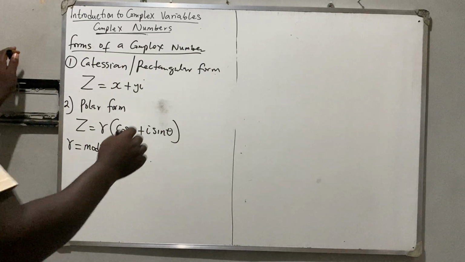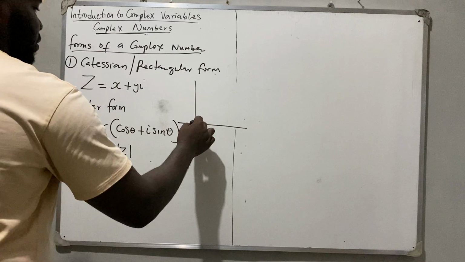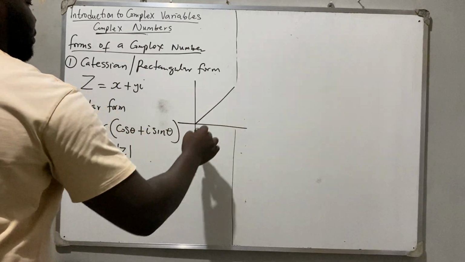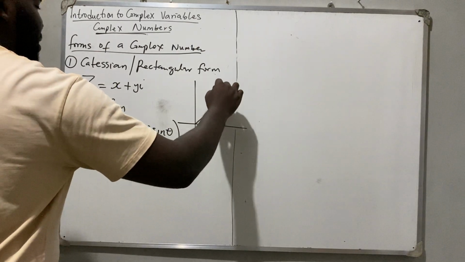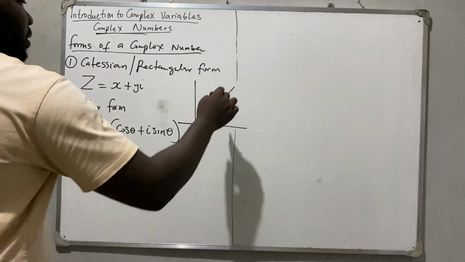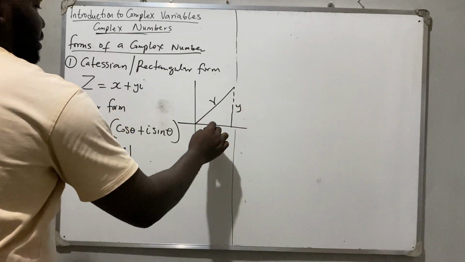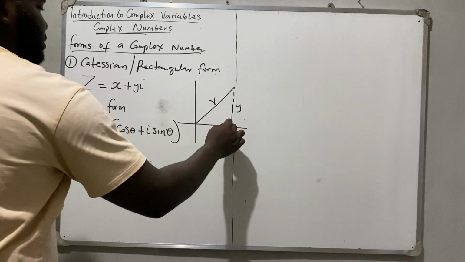So how do we get that? If we have our XY plane like this, and this is my complex number this way, and this is our R, let me trace here to be the Y part, and here to be the X part, and here is 90 degrees.